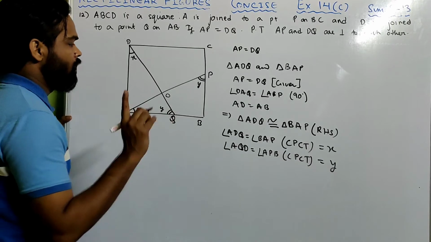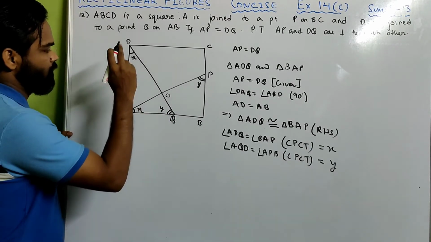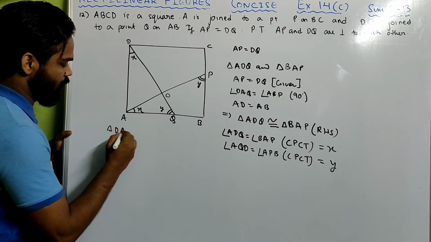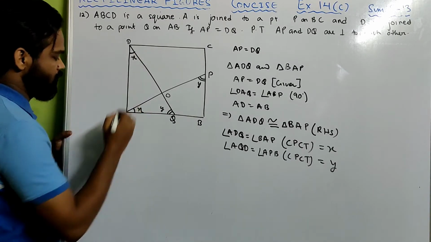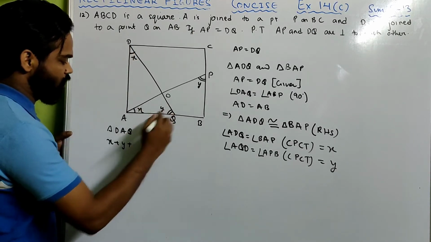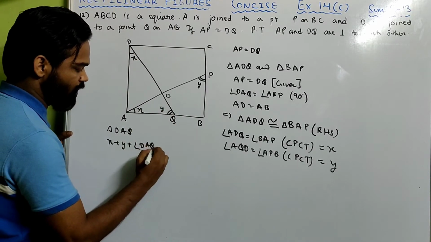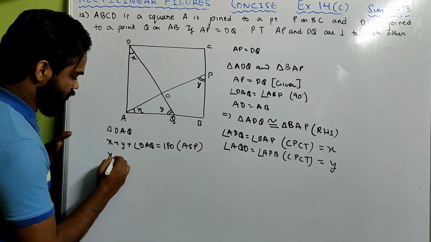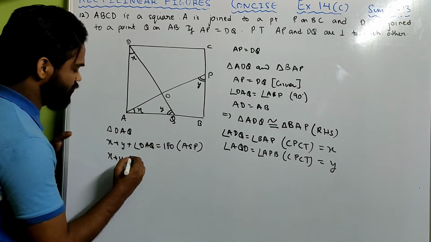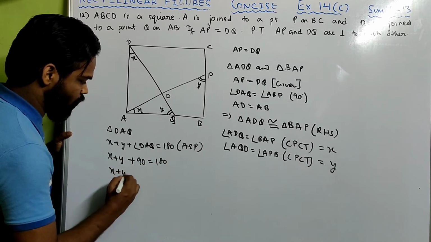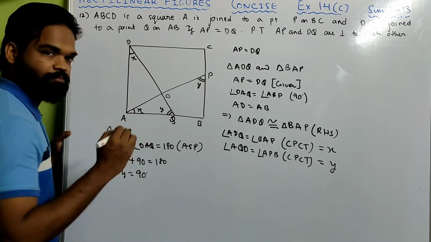Okay. Now look at triangle DAQ. This is X degree, this is Y degree, plus DAQ will be 180, isn't it? Angle sum property, which means you can say X plus Y plus DAQ, which is 90 degrees, we know this. So this is equal to 180, which means X plus Y is 90 degrees.